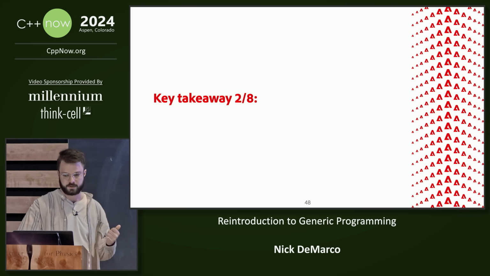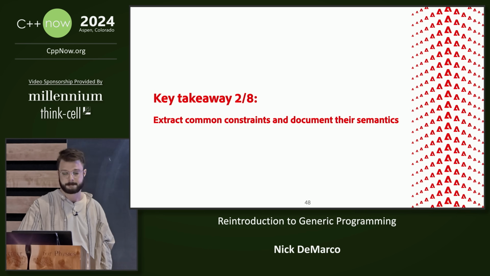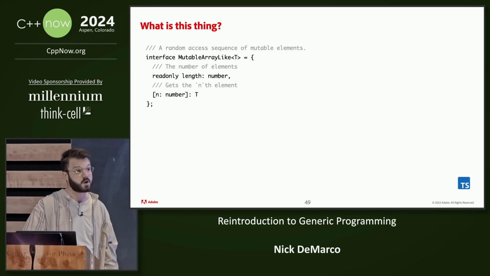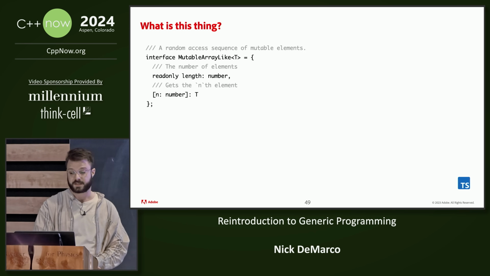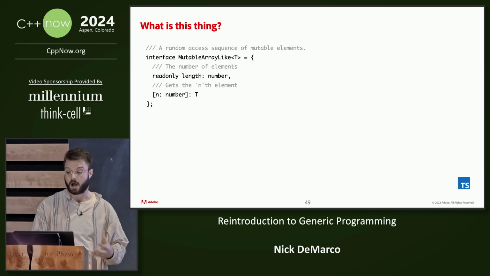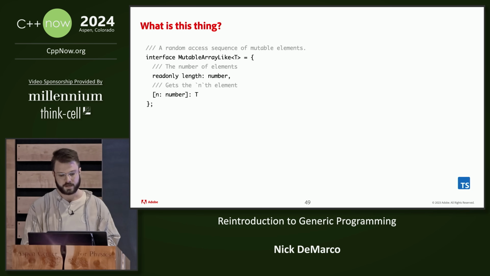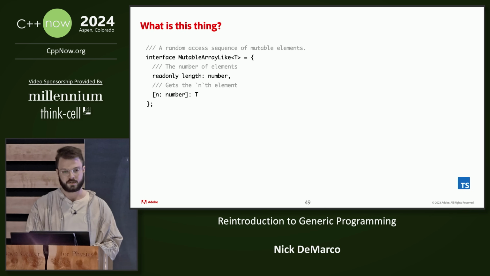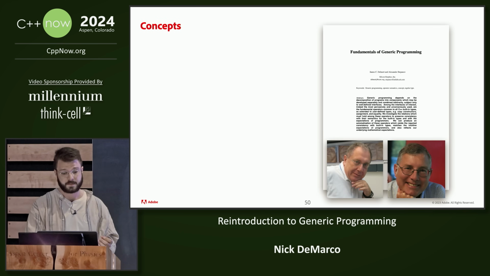And that brings me to key takeaway 2 of 8. Extract common constraints and document their semantics. So once you do that, what do we have? Like, what is that thing? Mutable array-like is a bundle of syntactic constraints and associated semantics. We discovered it by noticing common constraints across similar algorithms. And notice these semantics are intertwined, right? The length tells you the valid range of values for the index operation. That's important, and it's a strong hint that we might be talking about a concept.